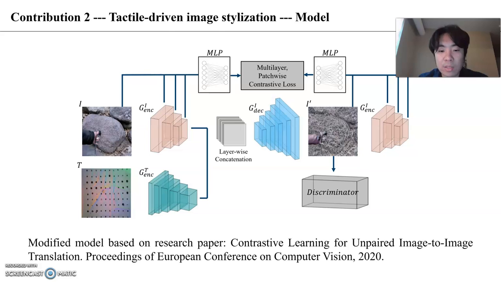The example in this figure is a stone. Given the RGB image of the stone and the tactile signal for grass, the stone is restyled such that the grass grows on the surface of the stone.